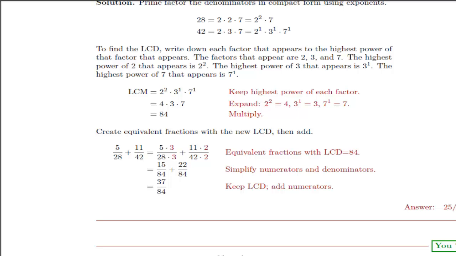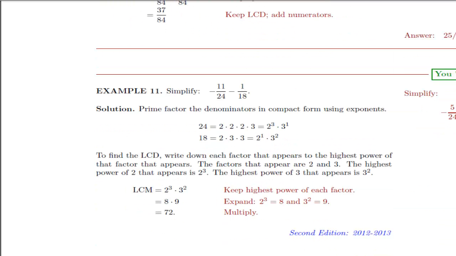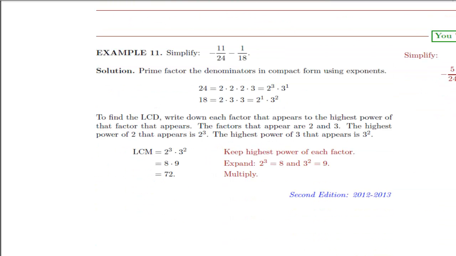The fractions were 5 over 28 and 11 over 42. The LCD is 84, so to get equivalent fractions with the denominator 84, we'll multiply the first fraction by 3 over 3 since the denominator is 28, and the second fraction by 2 over 2 since the denominator is 42. Then we get 15 over 84 for the first fraction, and 22 over 84 for the second. We add the numerators and end up with 37 over 84. Example 11. Simplify negative 11 over 24 minus 1 over 18.